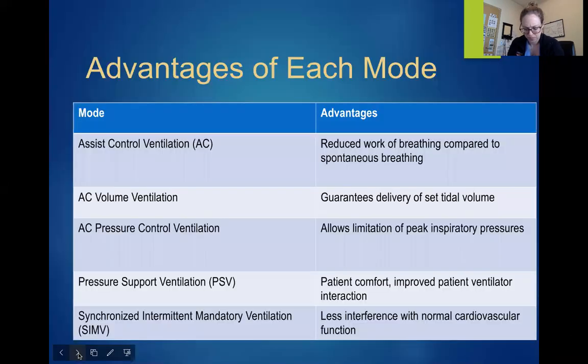So just a quick chart going over the advantages of each mode. Again, like we talked about, with assist control ventilation, you have a reduced work of breathing compared to spontaneous breathing. And then with SIMV, there is less interference with normal cardiovascular function.